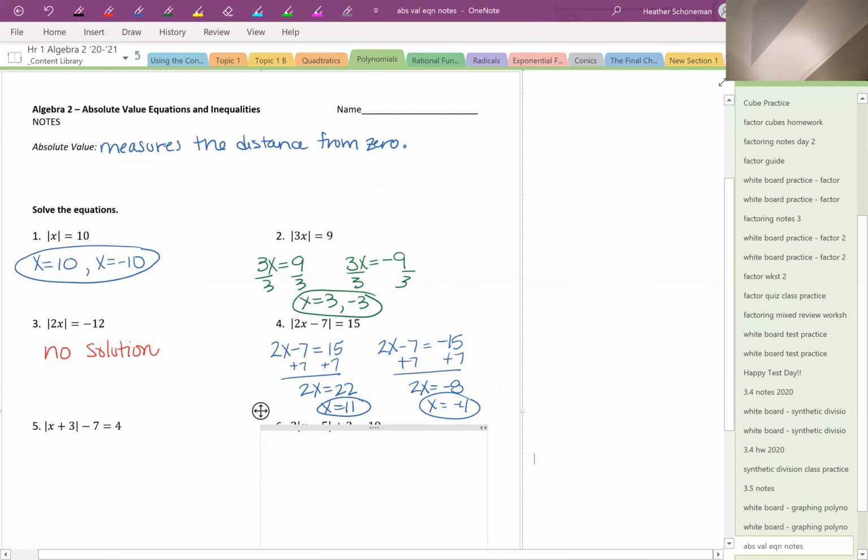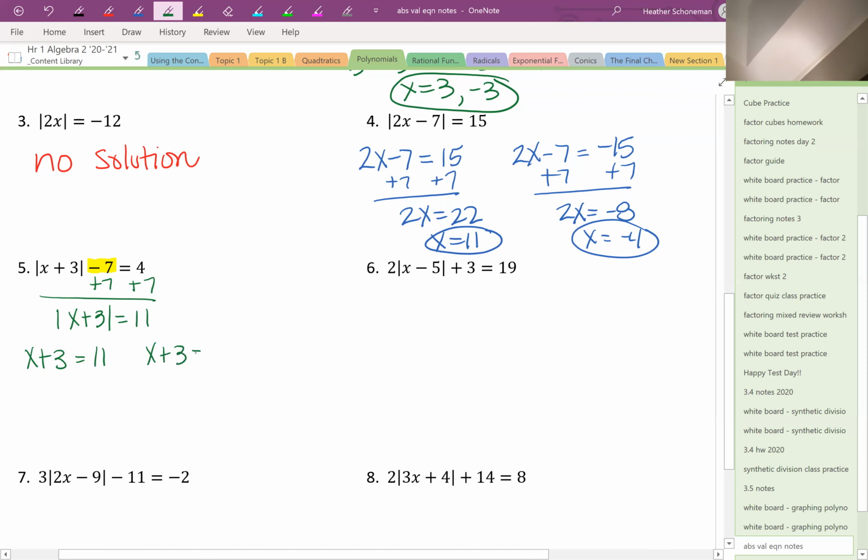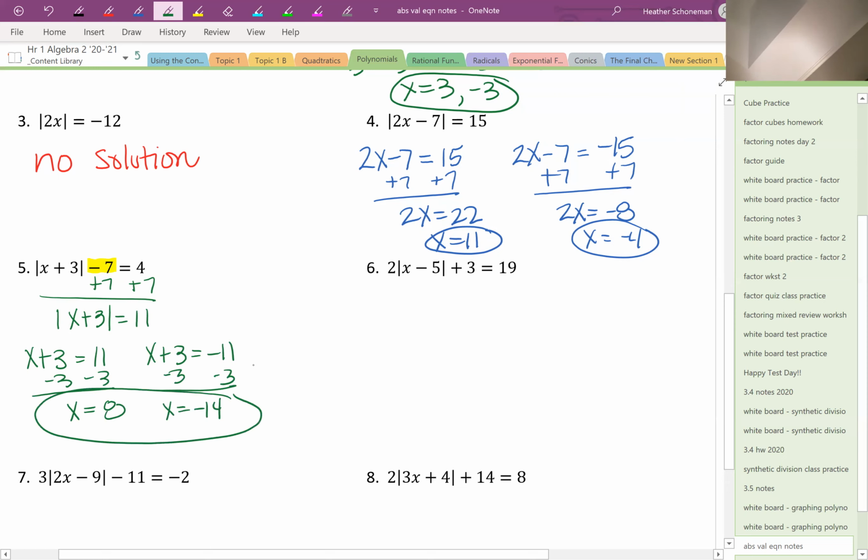All right. On number 5, we have the absolute value, but there's more over there besides the absolute value. There's that negative 7, and we cannot split it into our two equations until we've got the absolute value by itself. So to do that, we're going to have to add 7 to both sides. So I get the absolute value of x plus 3 equals 11. Now I can write it into my two equations. So I've got x plus 3 equals positive 11, and x plus 3 equals negative 11. So I'll subtract 3 on both of them. Over here, I get x is 8. Over here, I subtract 3 and get x is negative 14.